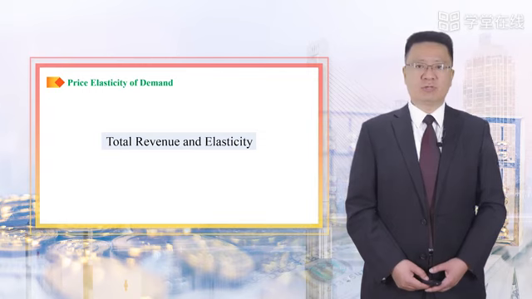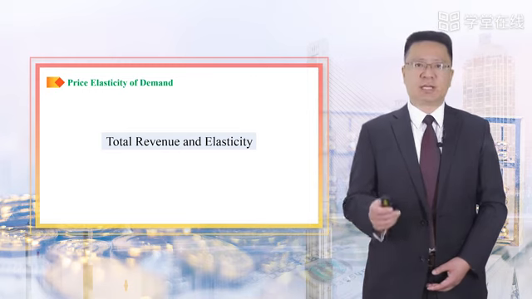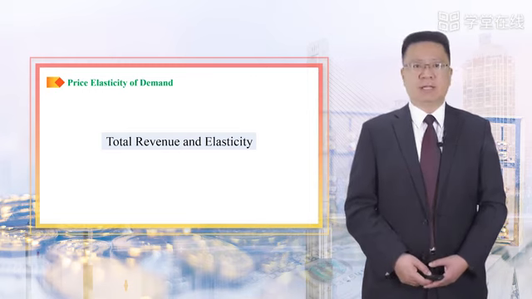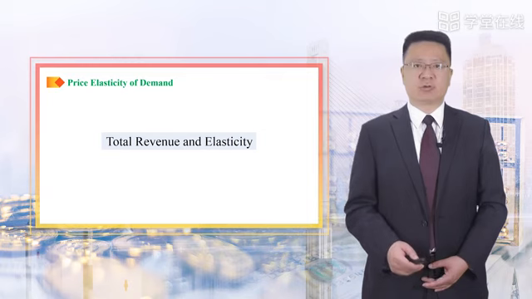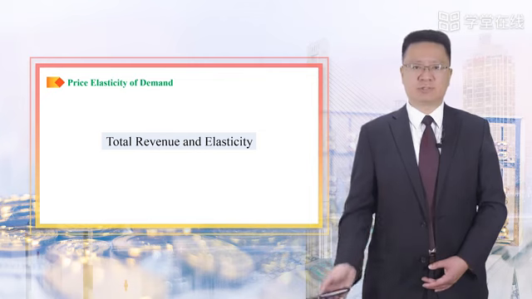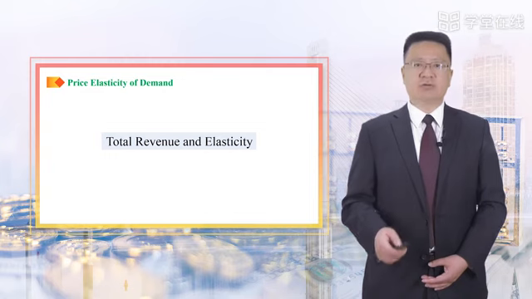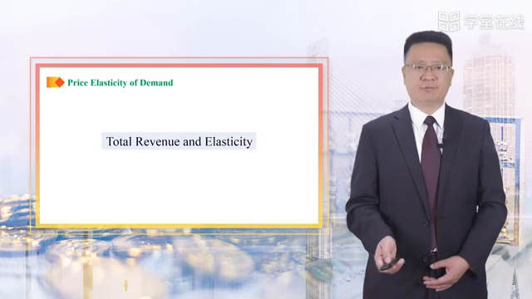The change in total revenue due to a change in price depends on the elasticity of demand. If demand is elastic, a 1% price cut increases the quantity sold by more than 1%, and the total revenue increases. If demand is inelastic, a 1% price cut increases the quantity sold by less than 1%, and the total revenue decreases. If demand is unit elastic, a 1% price cut increases the quantity sold by 1%, and the revenue remains unchanged.